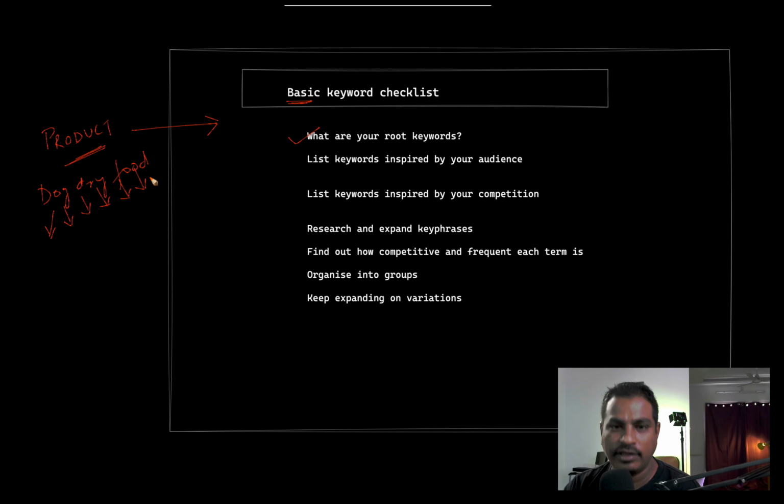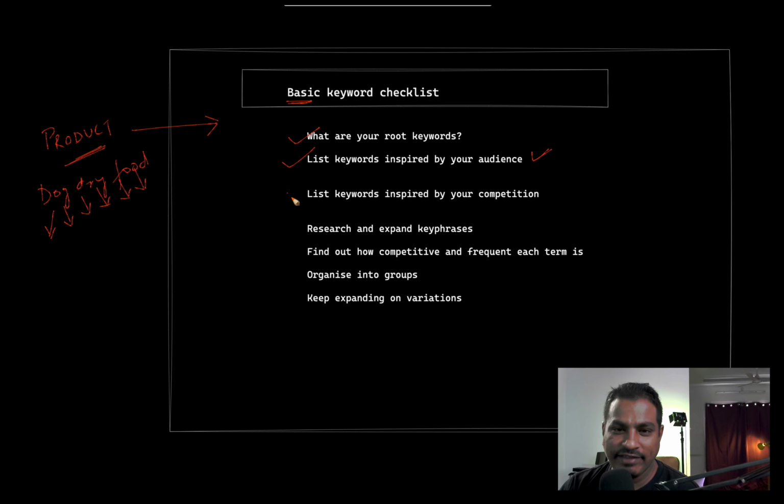Then list keywords inspired by your audiences. Now you have certain target audiences, right? If your target audience is people who are interested in pets, pet food, or pet health, identify your audience and list them down, because when you try to identify your audience, you will get new keyword variations and you will start thinking about what new keyword variations you should come up with. Because ultimately, who are you advertising for? You're not advertising for yourself. You're not even advertising for your client, for that matter. You're advertising for the audiences that your client needs.